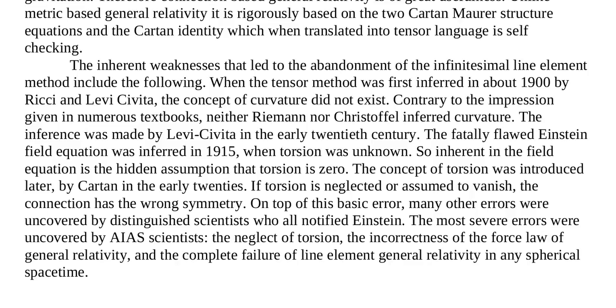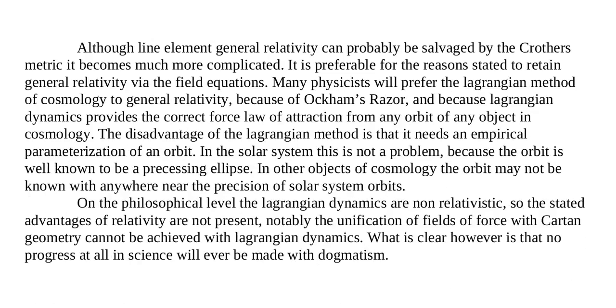On top of this basic error, many other errors were uncovered by distinguished scientists who all notified Einstein. The most severe errors were uncovered by AIAS scientists: the neglect of torsion, the incorrectness of the force law of general relativity, leading to a wild orbit, and the complete failure of line element general relativity in any spherical spacetime. Although line element general relativity can probably be salvaged by the Crothers metric, it becomes much more complicated. It is preferable, for the reasons stated, to retain general relativity through the field equations.